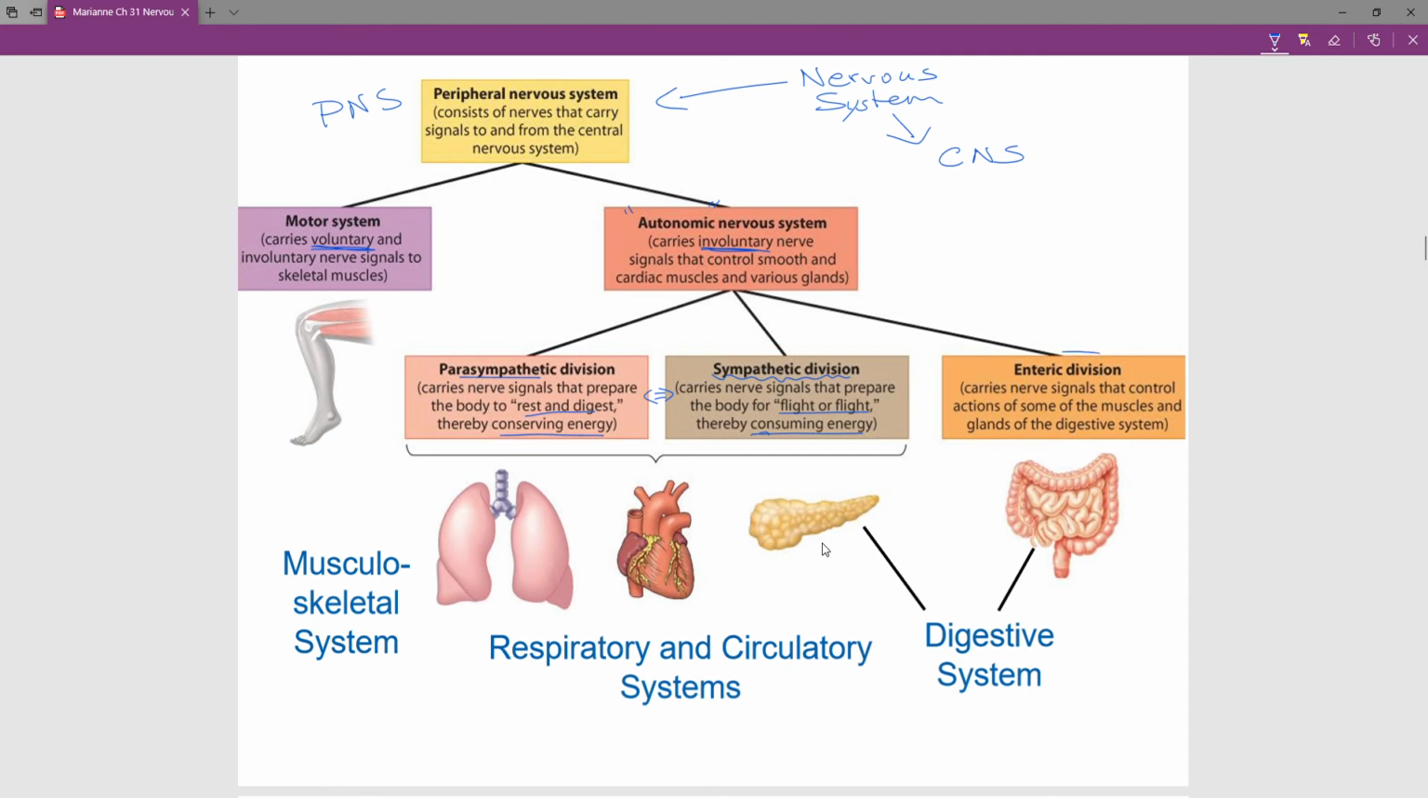We also have the enteric division, which basically is your gut brain. If you've heard that, they had a really good series on CBC, I think it was last summer, about the gut brain. That's the enteric division, and we're not really covering that all that much, but you can see down here all the different systems that are involved in your autonomic nervous system. And it's always a balance, a bit of a tug of war between the sympathetic and the parasympathetic division of that autonomic nervous system.